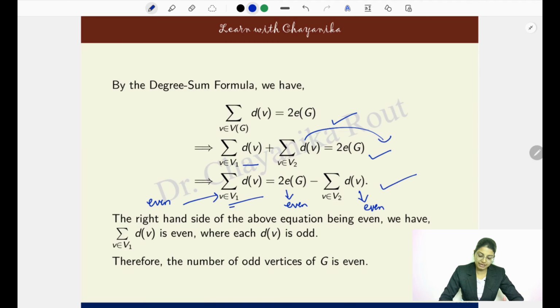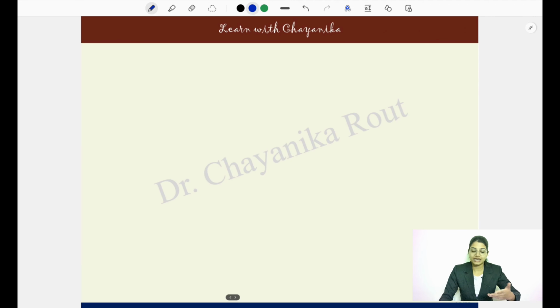So, here we are actually adding a certain number of odd integers, but the resultant is even, which means the number of odd integers that we are adding is even. And here we are adding the degrees of the odd vertices. So, there are basically an even number of odd vertices in the graph. That is why the resultant is an even quantity. So, we can check this out in an example.